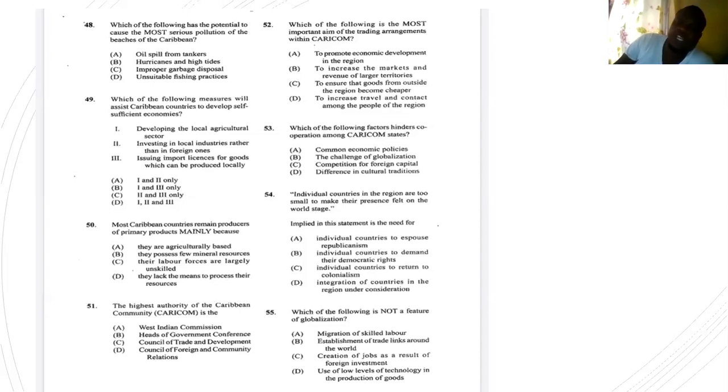54 is D, integration of countries in the region under consideration. So it's difficult for individual countries in the region to make their presence felt. So here we integrate, so we create a common market so we can trade with each other. So there's always a market for us to trade within the region because culturally we are alike and we tend to like the same things. And then we are closer, so the money for traveling would be cheaper, plus there is trade liberalization.